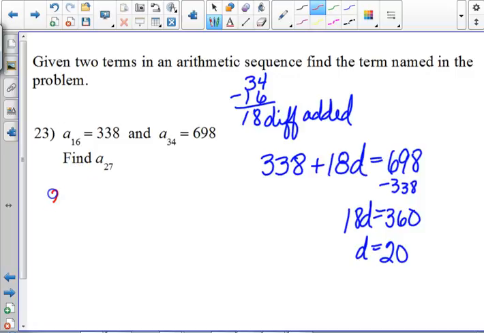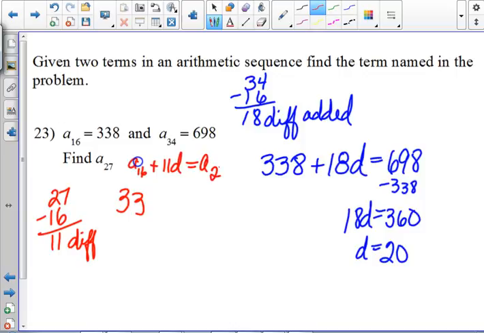From 16 to 27, we would need to add 11 differences. Yes? Sometimes, when I did that problem this morning, they got 9. Are we good that it's 11? Okay. So I'm going to just write this. Term 16 plus 11 differences should give us term 27.